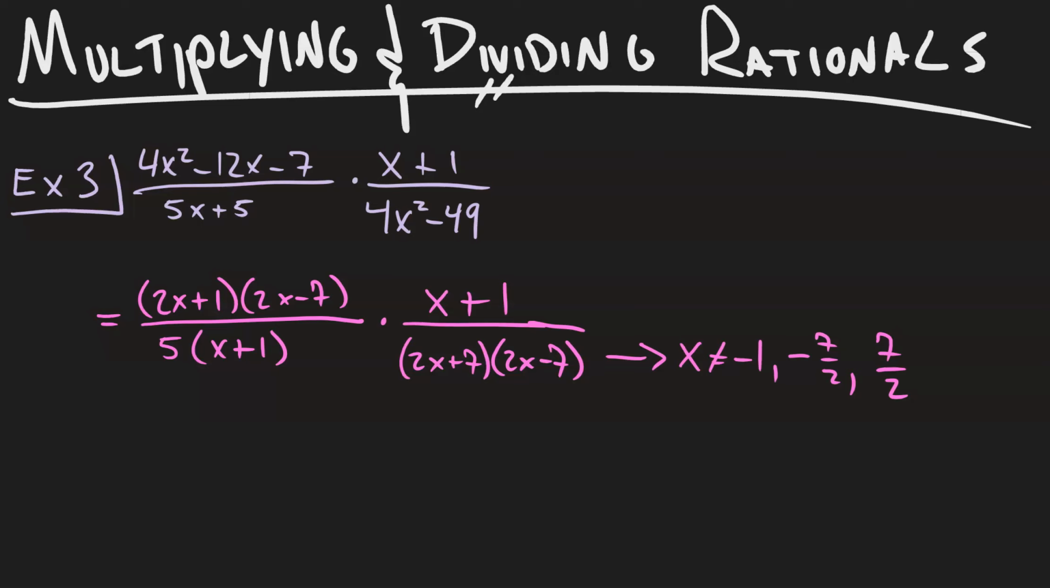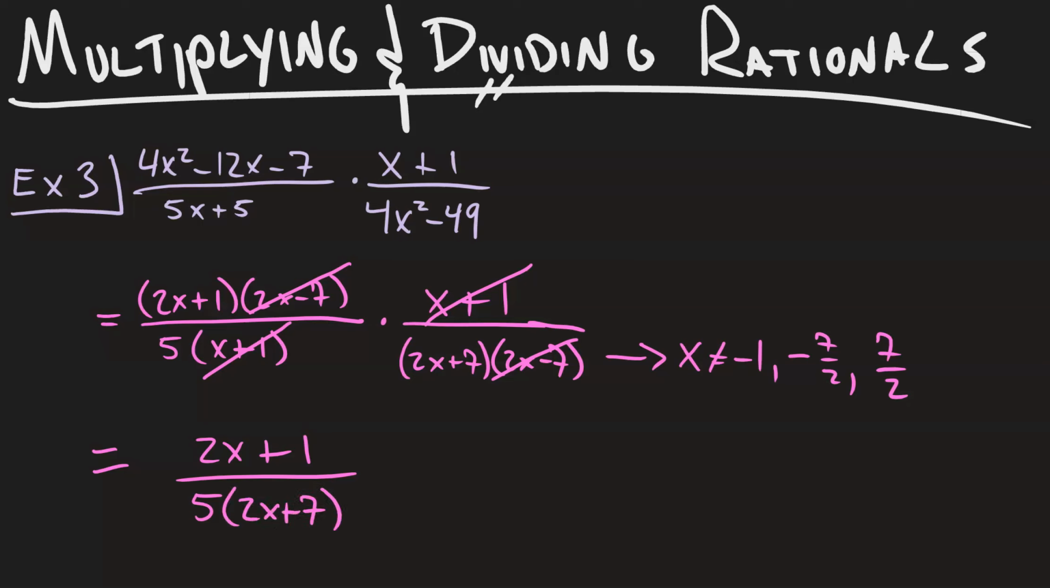Now let's go ahead and cancel out our common factors here. So 2x minus 7 and 2x minus 7 will cancel out, as well as x plus 1 and x plus 1, leaving us with just 2x plus 1 in our numerator over 5 times 2x plus 7 in our denominator.